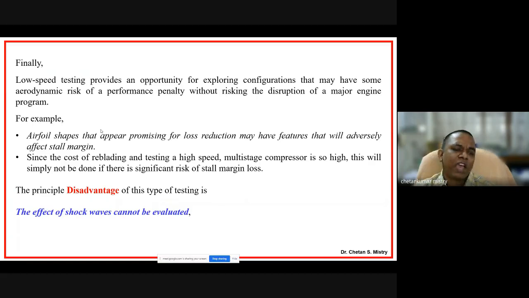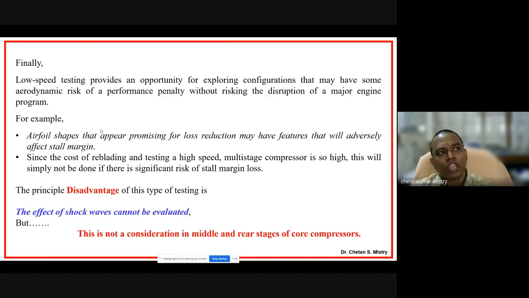You can say we have disadvantages in that we are unable to capture the change in flow physics because of shock waves or shock boundary layer interaction. But let me tell you, when you are talking about the middle stages, the rear stages of the core compressor, the flow is not transonic or supersonic.